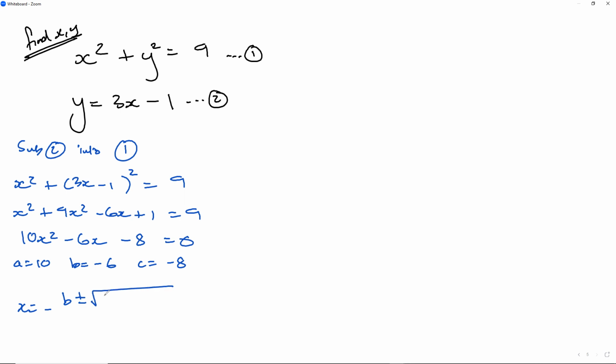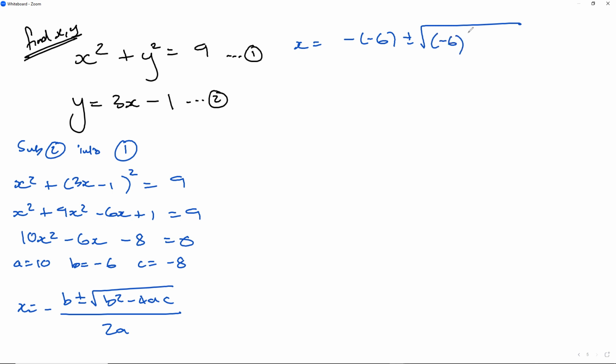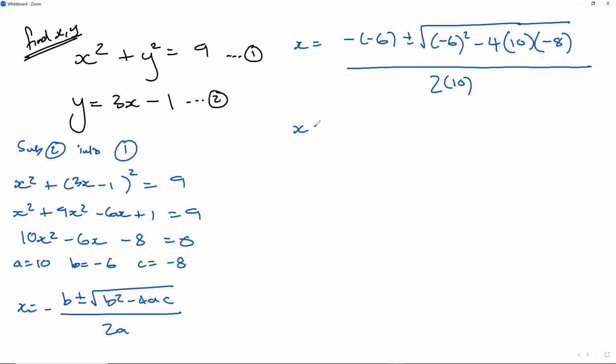X is equal to minus B plus minus the square root of B squared minus 4AC. I'm just going to write it down, so remember when you substitute into it, do it very carefully. So my X is going to equal negative 6 plus minus the square root of B squared, which is going to be negative 6 squared, minus 4 times 10 multiplied by C, which is negative 8, all divided by 2A, which is 2 times 10. This gets me two solutions, x1 and x2. Now I can simplify this first before I get those two solutions.